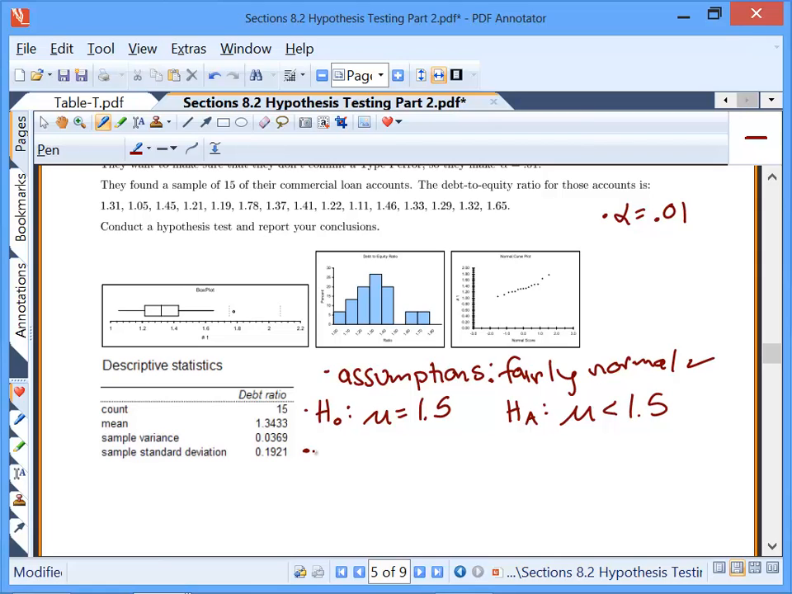Let's go ahead. So this table tells us all of our descriptive statistics, our numerical descriptions. So let's write down what they tell us. So the count, that is my sample size, n. So n equals 15. My mean, that's going to be my sample mean, is 1.3433. And sample standard deviation, that's s, so s is 0.1921.